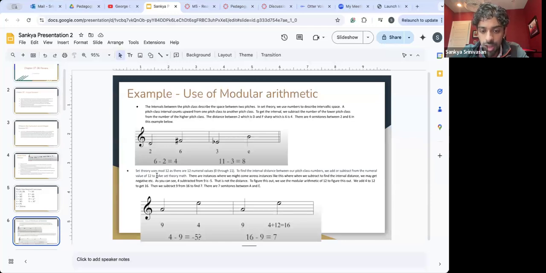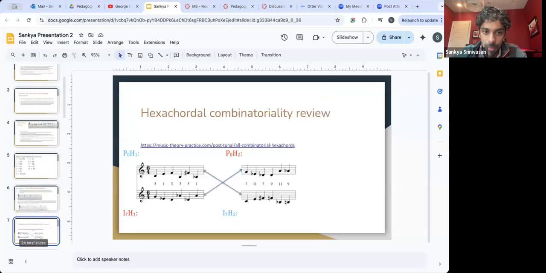There are instances where we might come across where we subtract to find the interval distance, we may get a negative. As you can see, 4 subtracted from 9 is minus 5, but that is not the distance and there is no such thing. To figure this out, we use modular arithmetic of 12. We add 4 to 12 to get 16, and then we subtract 9 from 16 where we get 7. There are 7 semitones between A and E.